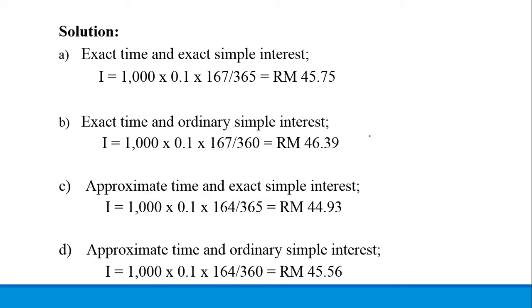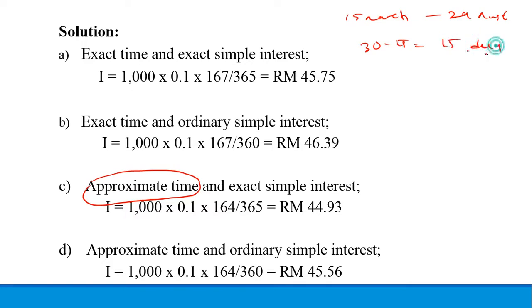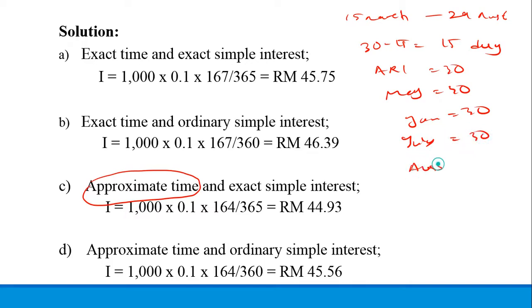For this case, it's approximate time. For approximate time, starting from 15 March until 29 August, I want to calculate for approximate time. So 30 minus 15 equal to 15 days. March, April 30, May 30, June 30, July 30, August 29. I calculate this one: 15 plus 30 plus 30 plus 30 plus 30 plus 29.